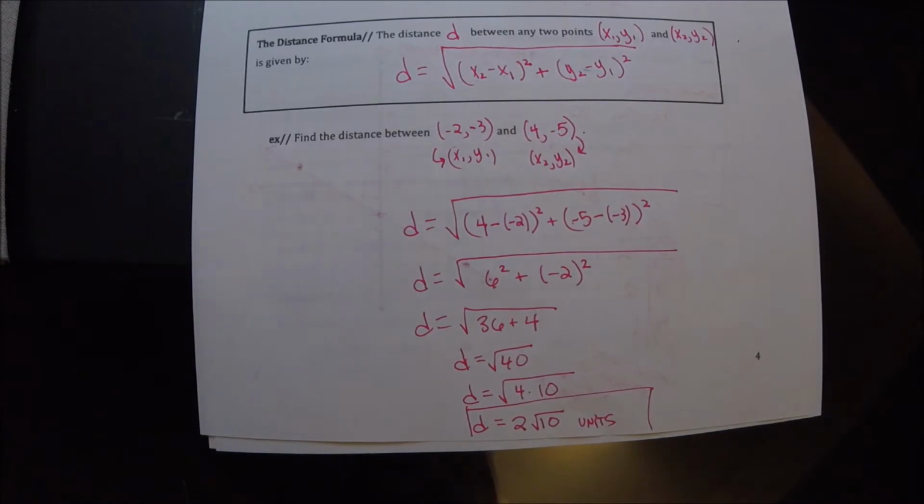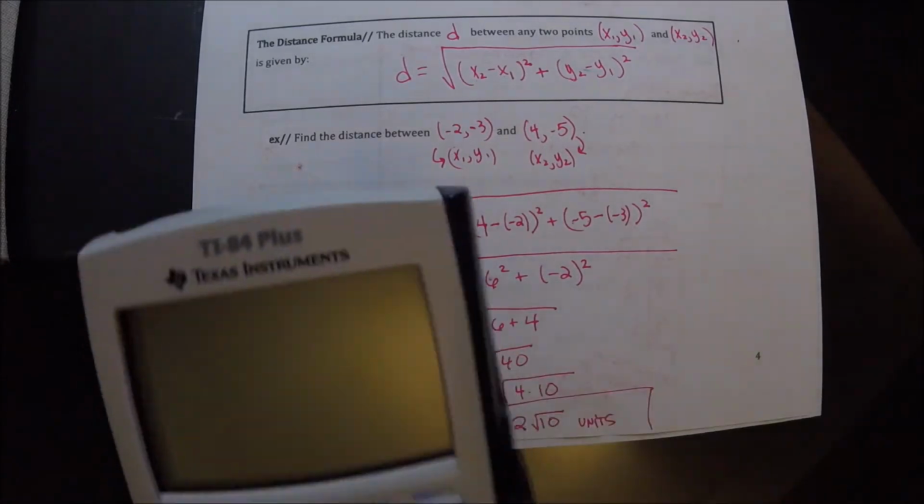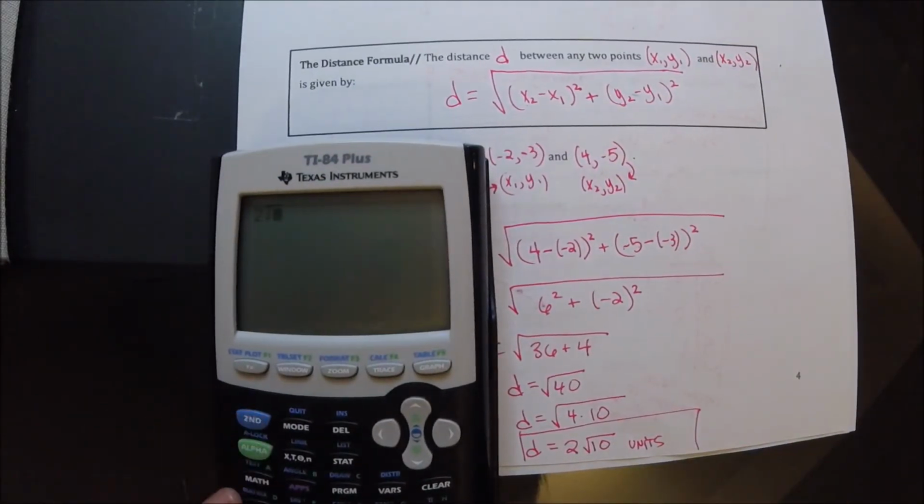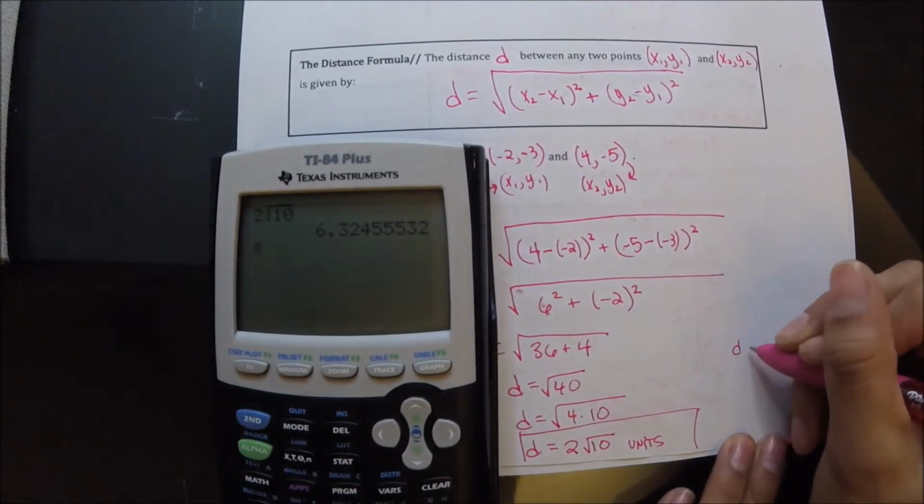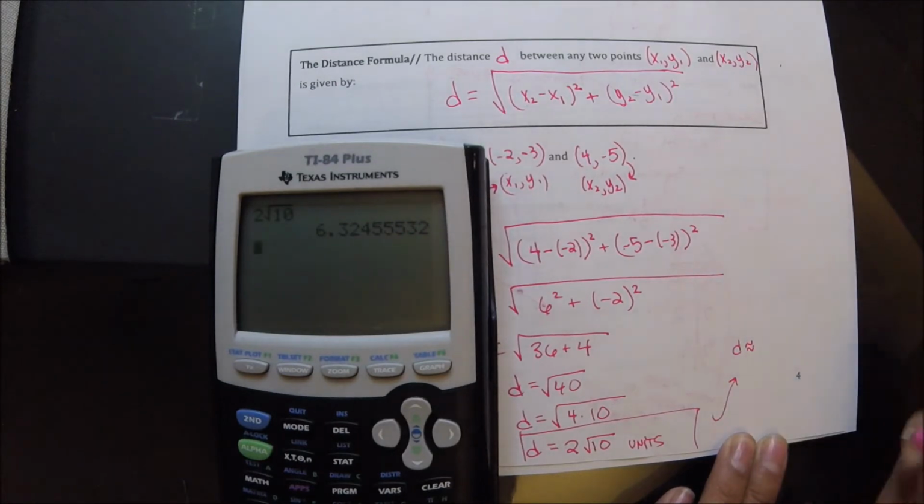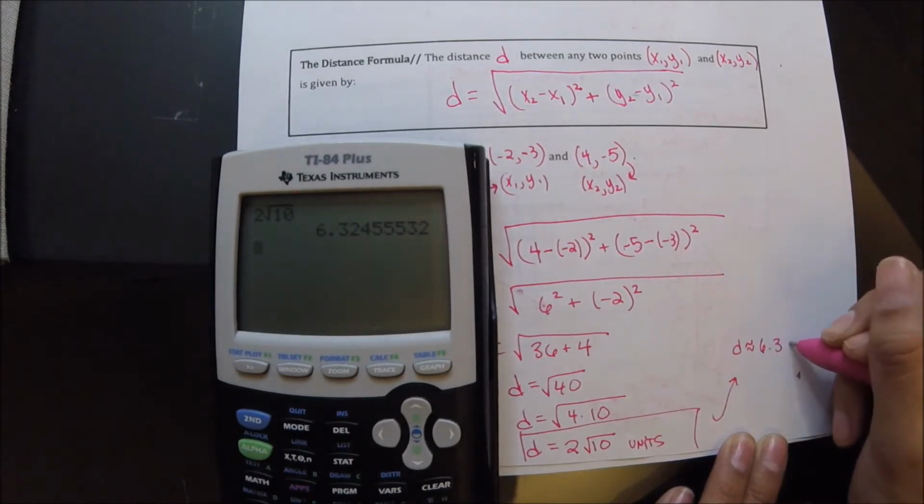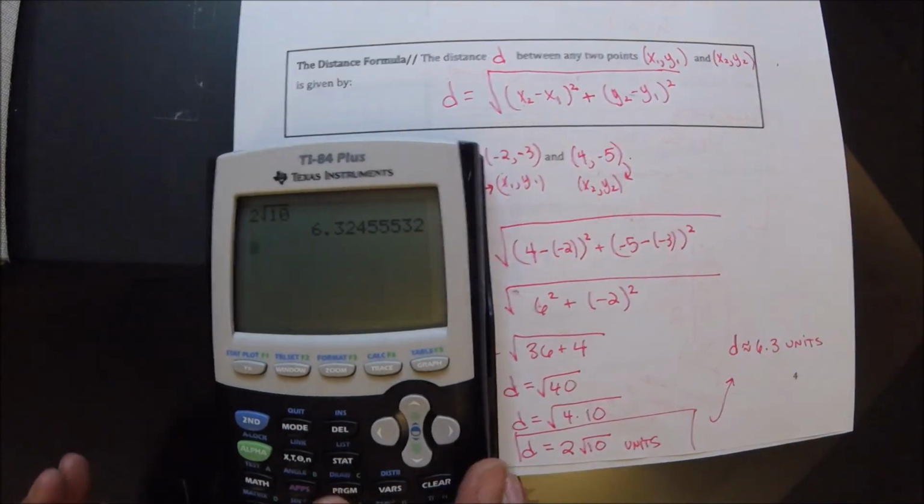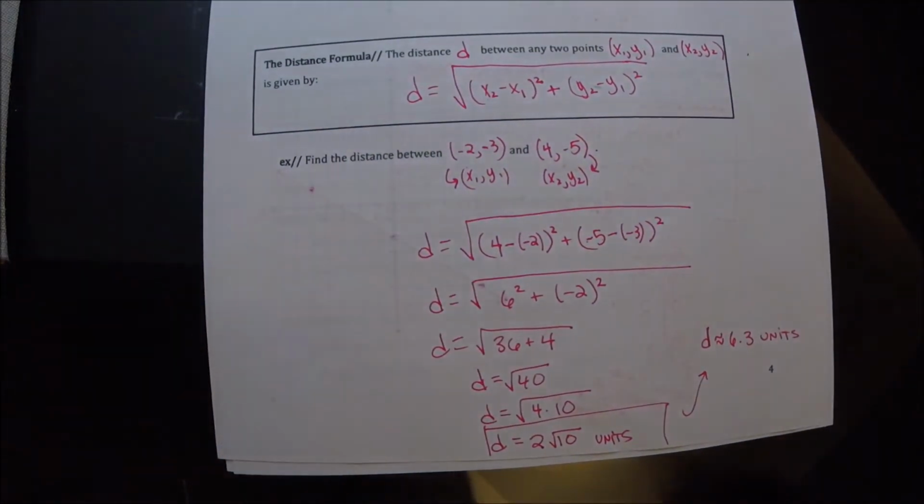But it's not something that we would usually say, oh, they're 2 root 10 units apart. So let's see on a calculator what 2 root 10 is. So 2 root 10 is 6.3. So d is approximately 6.3 units. That's the distance between the 2 points, a little over 6 units apart.